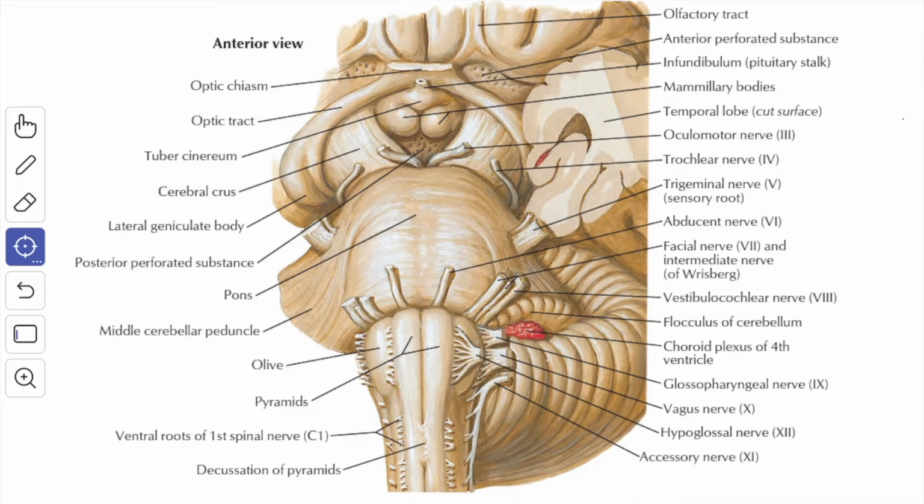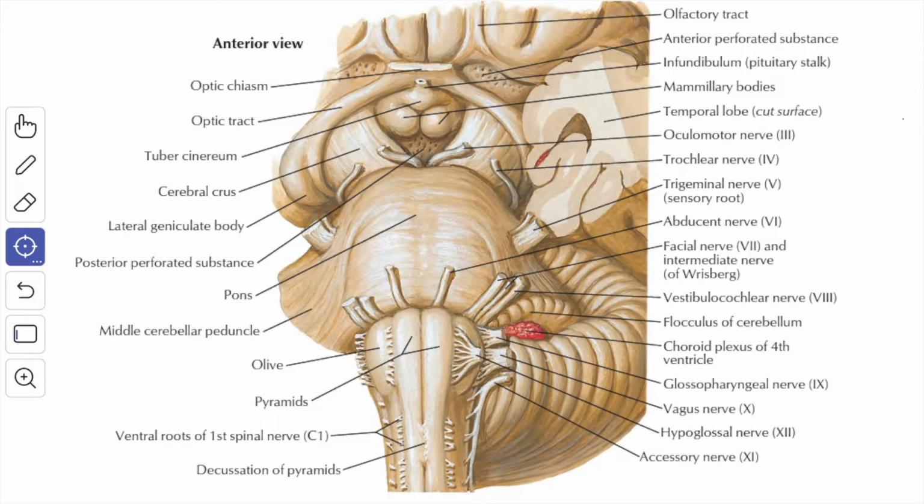The next group is those that supply the muscles derived from the branchial arches or pharyngeal arches, namely the trigeminal nerve, the fifth cranial nerve, the facial nerve, the seventh, the glossopharyngeal nerve, the ninth, the vagus nerve, the 10th, and the accessory nerve, the 11th. So these nerves supply the muscles derived from the branchial arches or pharyngeal arches.